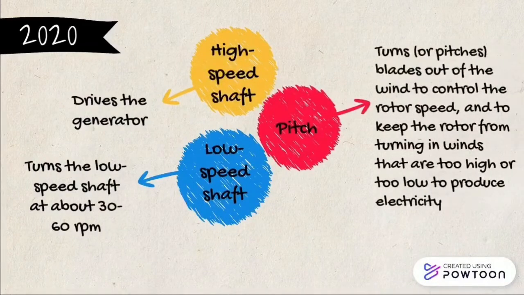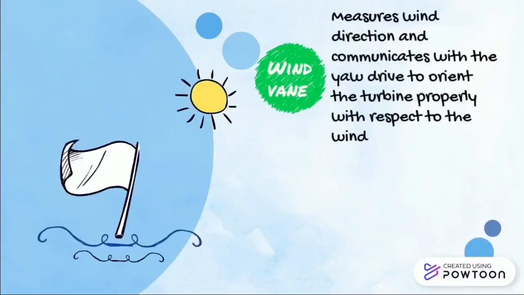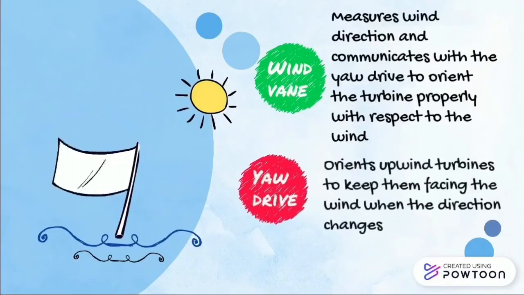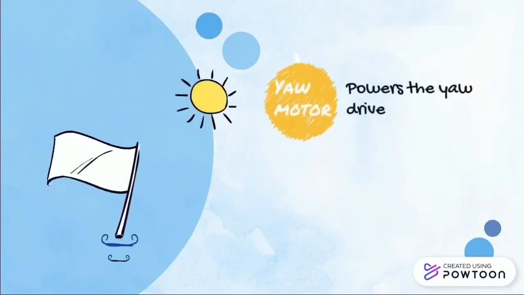Pitch turns, or pitches, blades out of the wind to control the rotor speed, and to keep the rotor from turning in winds that are too high or too low to produce electricity. Wind vane measures wind direction and communicates with the yaw drive to orient the turbine properly with respect to the wind, while yaw drive orients upwind turbines to keep them facing the wind when the direction changes. Yaw motor powers the yaw drive.